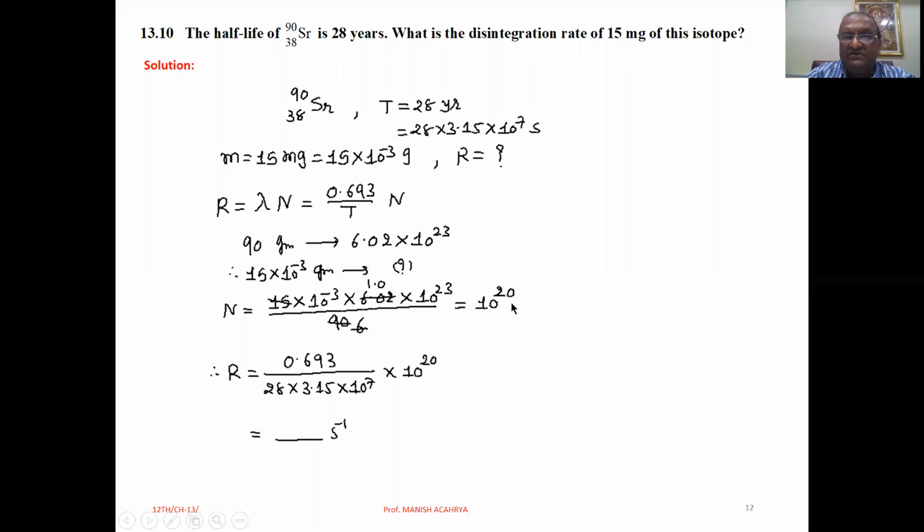So, now substitute this value of 10 raised to 20 here and the given half-life of Sr. So R equal to 0.693 upon 28 into 3.15 into 10 raised to 7, the whole multiplied by 10 raised to 20. Solve it, you will get the activity of this isotope. Clear to all of you?